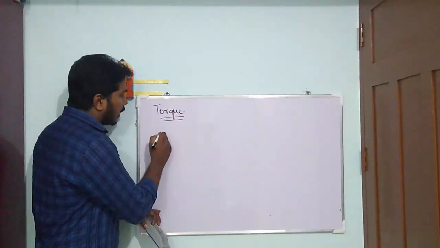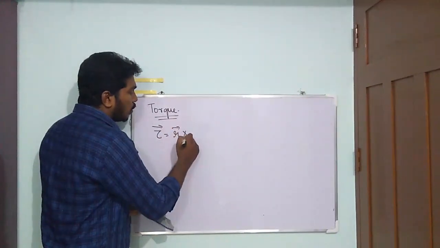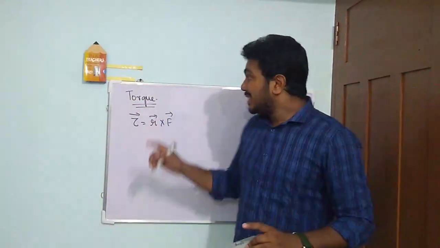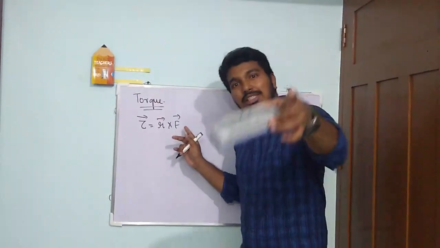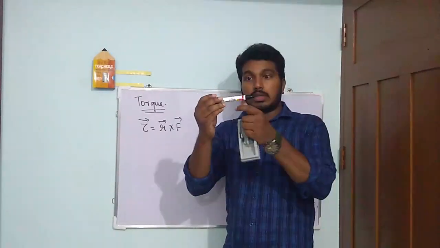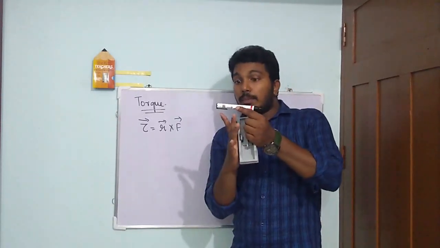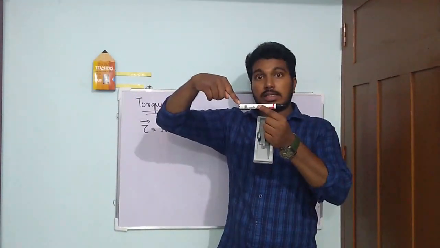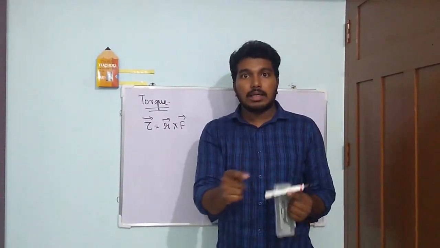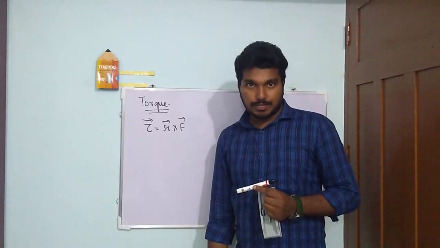So torque is represented by tau. Torque is a vector quantity given by R cross F. One thing you have to remember is that this F is actually the tangential component of force. Suppose this is an object I need to make move in a circular path. I should have a tangential force here. Even if I apply a force at an angle, I can rotate it, but the tangential component of the force I'm applying is what causes this object to rotate.